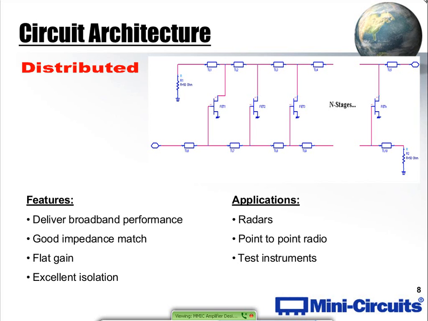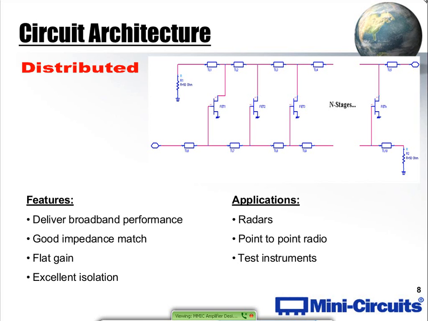And we can make extremely broadband designs, 1 to 20 gigahertz, 0.1 to 20 gigahertz. 6 to 40 gigahertz can be made using this approach. And the more devices you can stack, the wider the band. The downside of this is chip size.